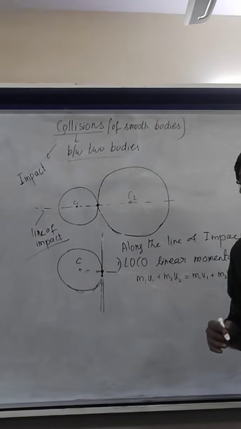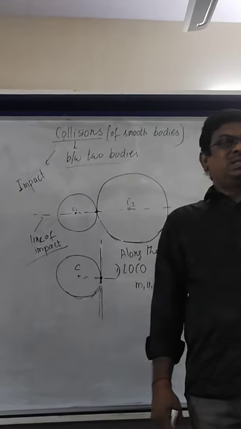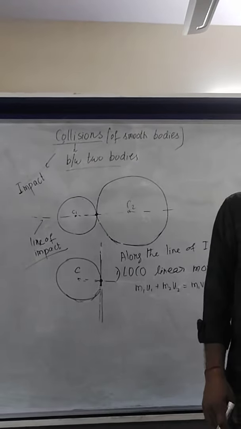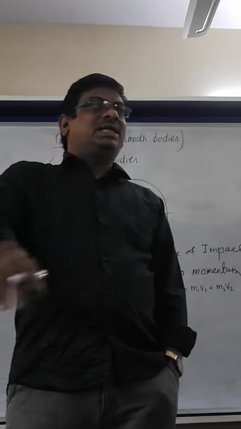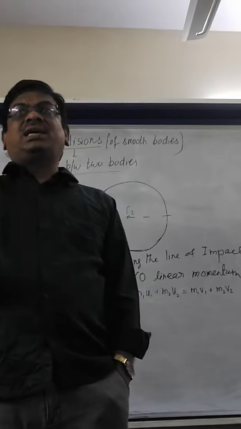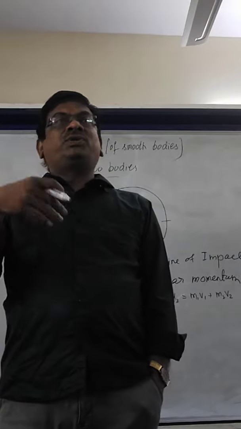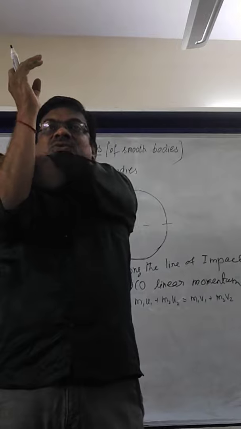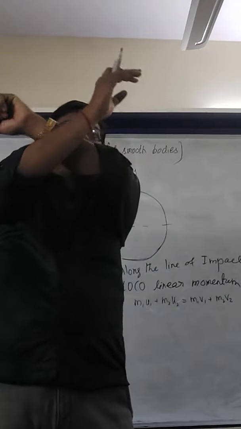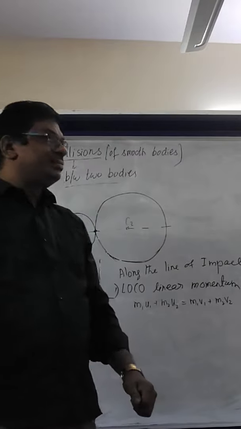If it's a two-dimensional collision, you apply this in both directions, x-axis and y-axis. Again, you can choose the x-y directions as per your convenience. The only restriction is that x and y should be at right angles to each other. Rest is up to you which two right-angled directions you choose. Any two right-angled directions will serve the purpose of x and y axes.